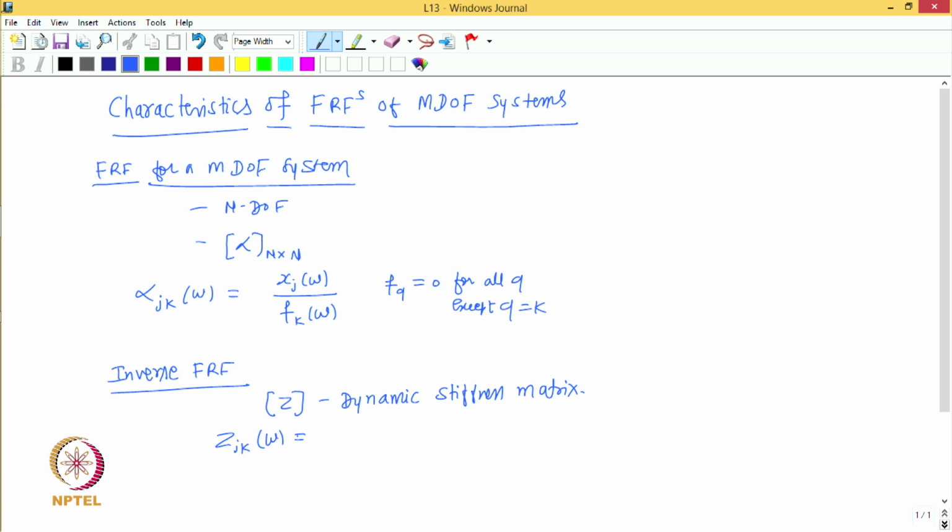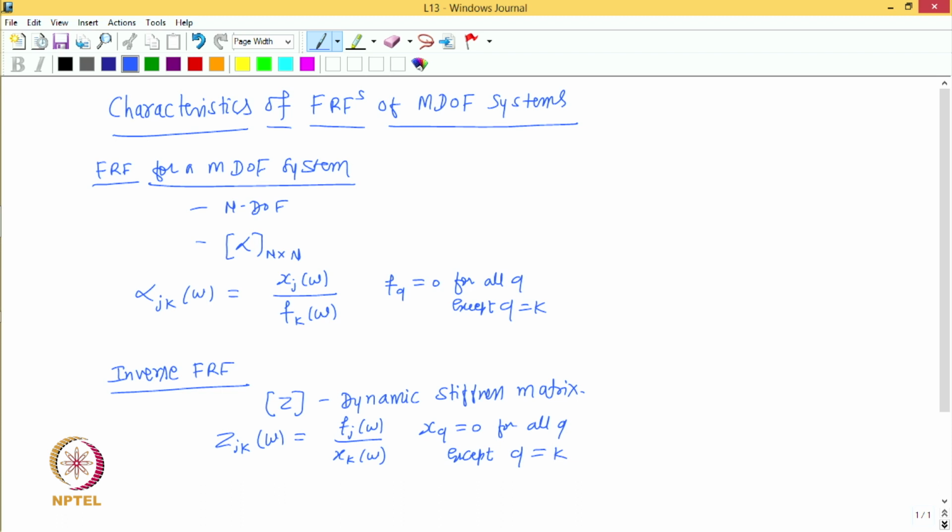that is nothing but the ratio of the force amplitude at the j degree of freedom in the frequency domain and the displacement amplitude at the k degree of freedom in the frequency domain. So this is nothing but fj omega divided by xk omega, and with the displacement at all the other degrees of freedom being constrained, okay, all the remaining degrees of freedom. So we also need to have a condition that xq is equal to 0 for all q except q is equal to k. Okay. So these are the conditions to be satisfied at all the rest of the degrees of freedom to determine the dynamic stiffness.